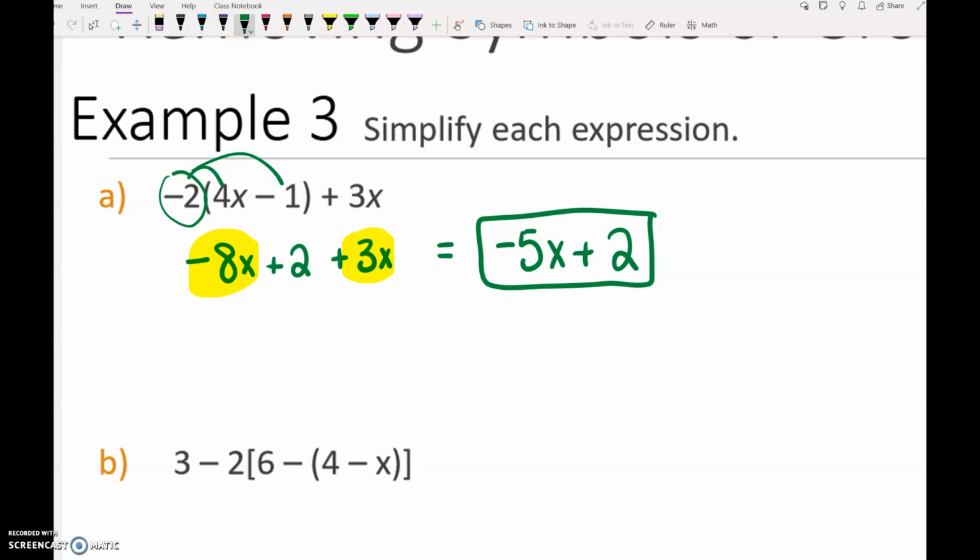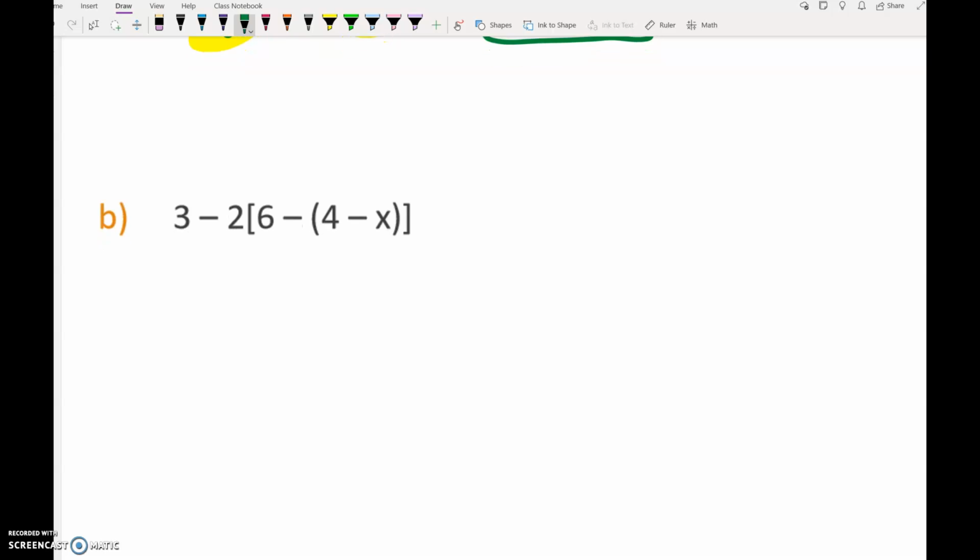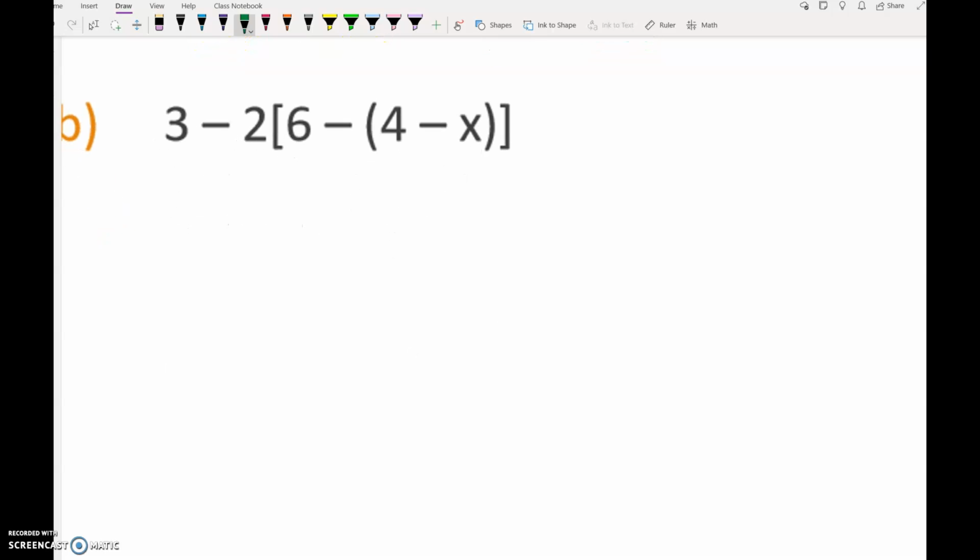Example B is a little bit more complex. There's several things going on here. First of all, we have parentheses inside parentheses. We have a grouping symbol within a grouping symbol. We also have negatives in front of our grouping symbols. So just like with order of operations, you're going to start with the innermost grouping symbol. So we're going to start with the 4 minus x. What is directly in front of the 4 minus x? A negative. And remember from before, that's like a negative 1 that we need to distribute. So we would have negative 4 plus x.